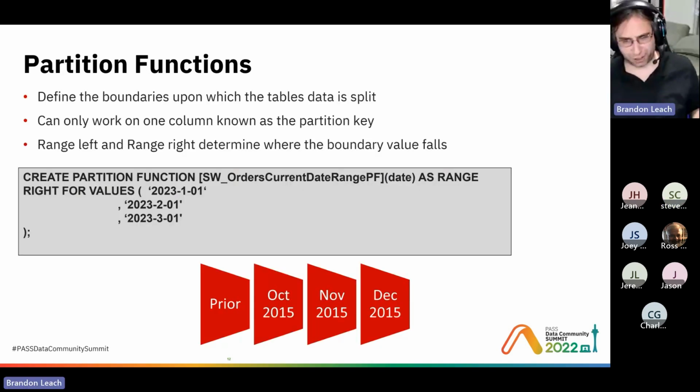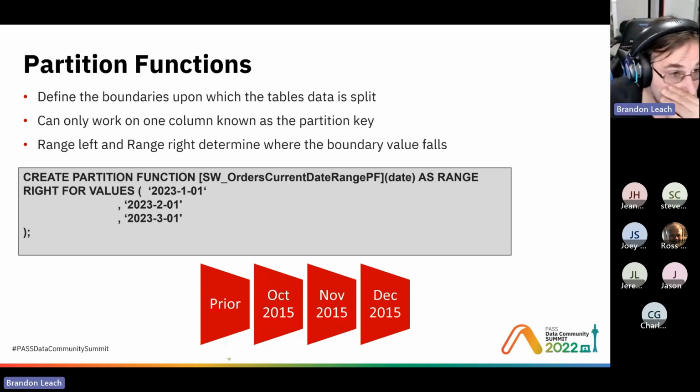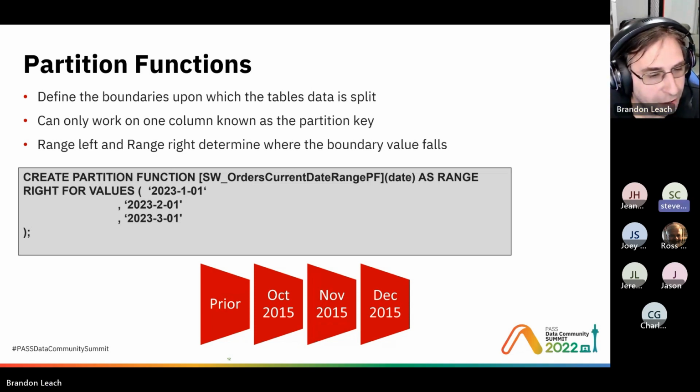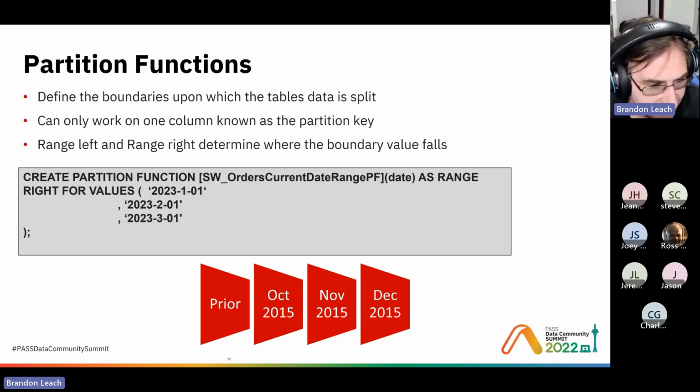So how do we actually partition a table? Well, the first thing that we need to do is to define our partition boundaries. And to do that, we create what's called a partition function. For a partition function, we define a list of boundaries, and then we specify what side of the line those boundary values fall into. So in this case, we're specifying range right. And that's typically what we're going to work with when we're doing date-based partitioning.